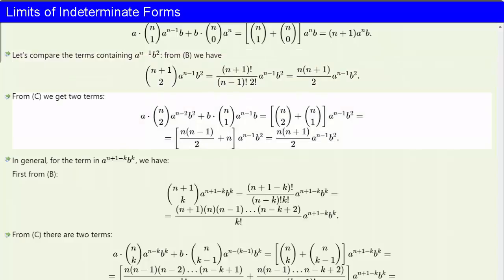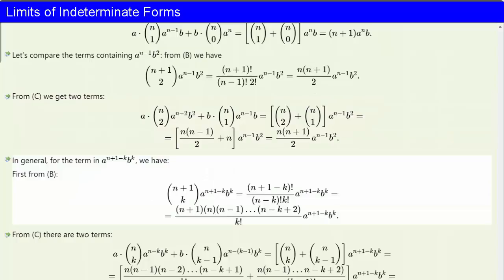From C, you have two terms again: a times (n choose 2) times a^(n-2) b^2, plus b times the binomial coefficient (n choose 1) times a^(n-1) b. When you put those together, you're adding the two binomial coefficients (n choose 2) and (n choose 1). And when you clean that up, you get n(n+1)/2 times a^(n-1) b^2, exactly what you got from the formula B.